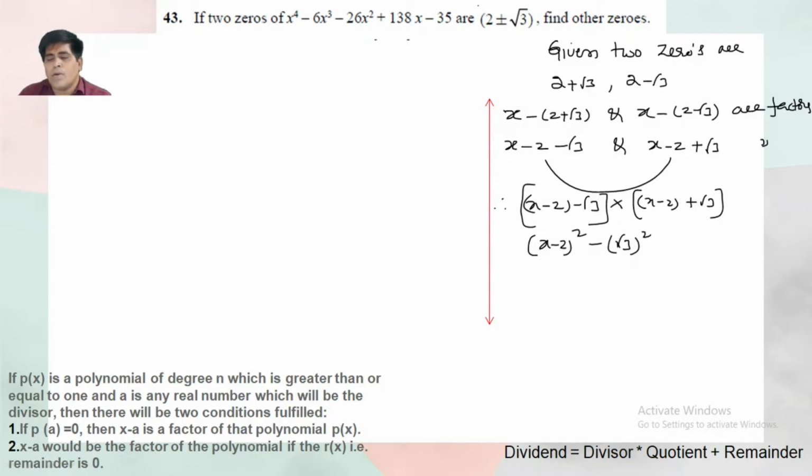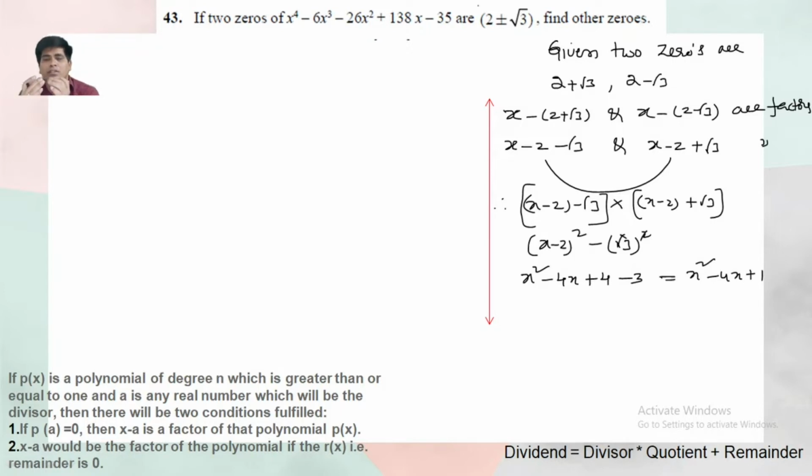So this is in the form of A minus B whole square. What is the A minus B whole square formula? A square minus 2AB plus B square. So A square, minus 2AB, that is 2 into x into 2, clearly 4x, plus B square, 2 square is 4, minus root 3 square, square and root get cancelled, so we get 3. Ultimately the quadratic polynomial is x square minus 4x plus 1.